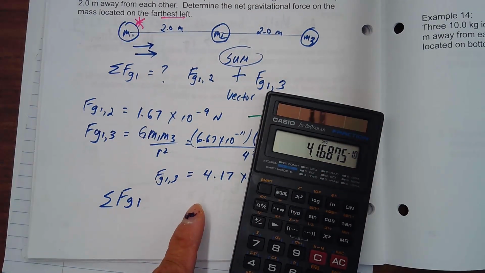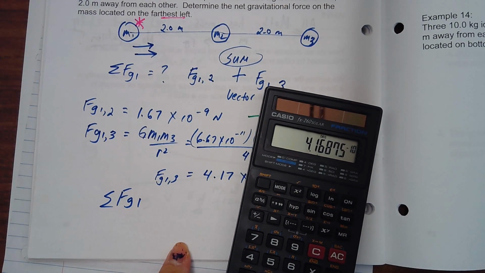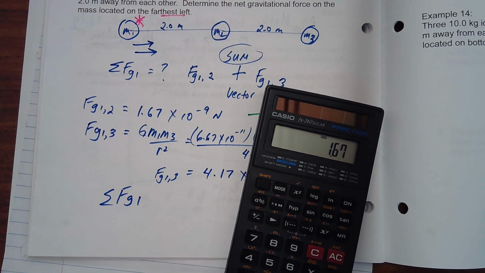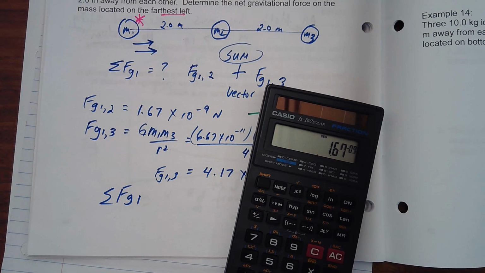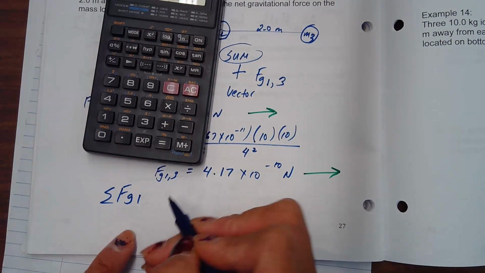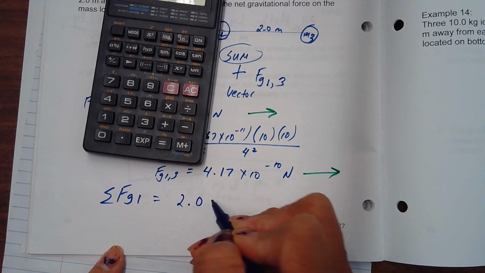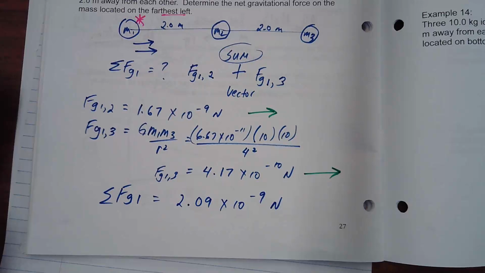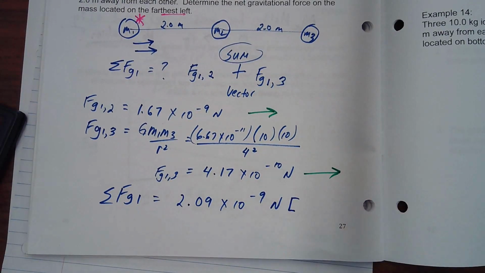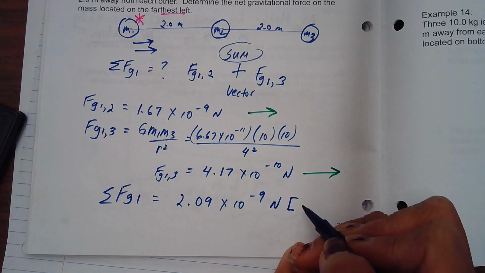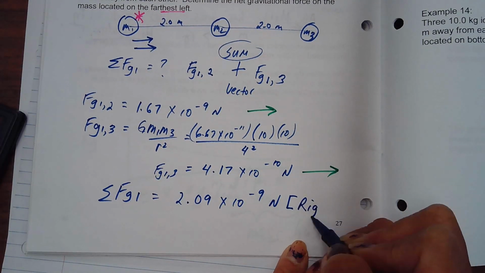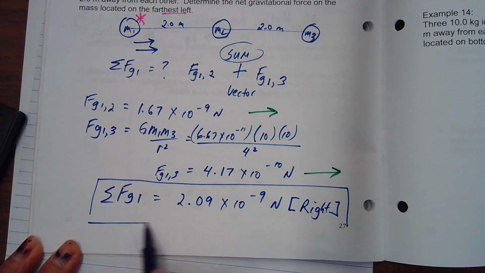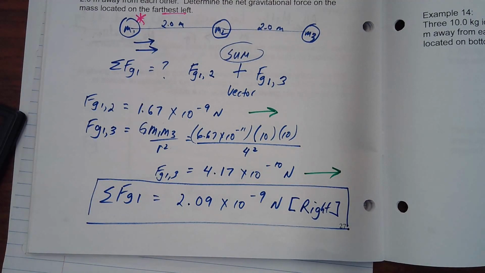I already have my 1 and 3 right here, so keep that. I'm going to go plus 1.67 times 10 to the negative 9. So I just added the 2 numbers and we have 2.09 times 10 to the negative 9 Newton. Now what else do I have to put right here for the direction? I'm just going to put right. Okay, so just to make sure, I'll put right there. That's the final answer.